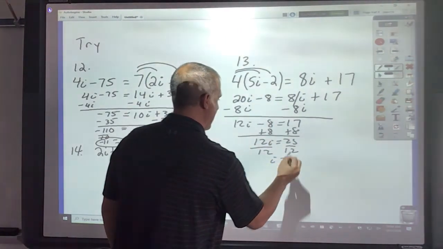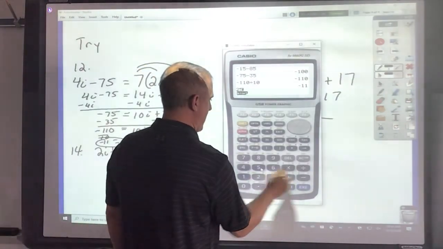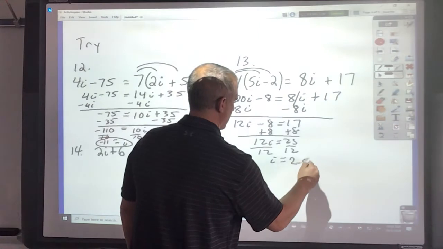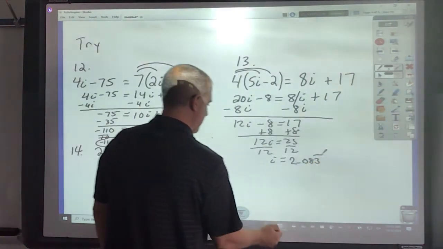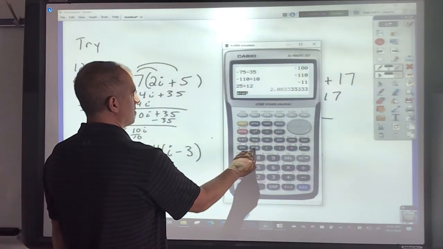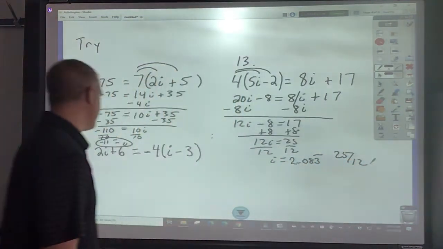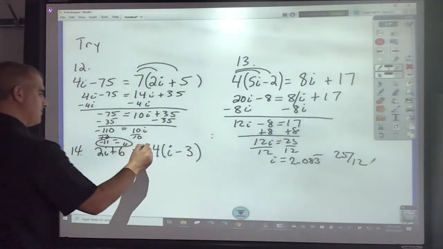The attached number always goes last. We worked on that in the previous classes. It ends up being 2.083 repeating, or if you want a fraction, it's still 25 over 12. Either one is acceptable. Okay, let's go to this last one.